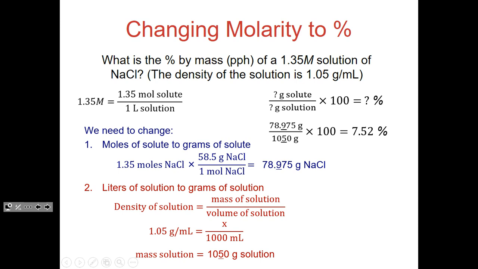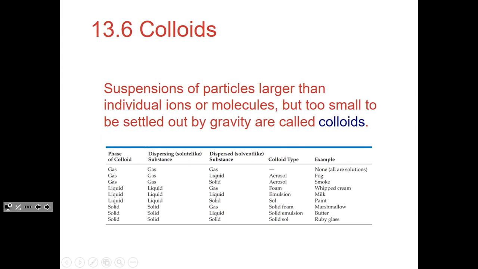So that's the last thing I want you to do from this section of the book. It's to do the conversions between the different types of concentrations that we deal with. Now, the very last section of the chapter gets into colloids, but I want to make it more of a general overview of our 3 types of mixtures, some heterogeneous, some homogeneous: suspensions, colloids, and solutions.